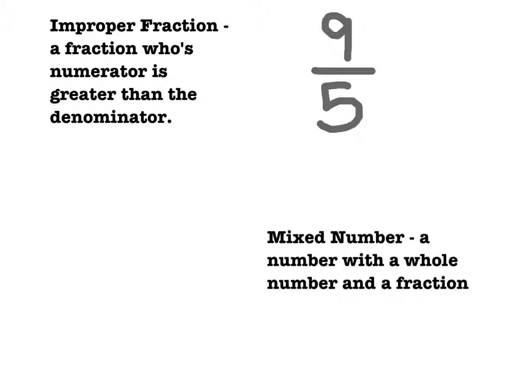How about a mixed number, a number with a whole number and a fraction? What would be a good example of that? How about 1 and 3/4? Very good. You'll notice it has the whole number of 1 and the fraction of 3/4. Okay. So today we're going to practice going from a mixed number to an improper fraction.